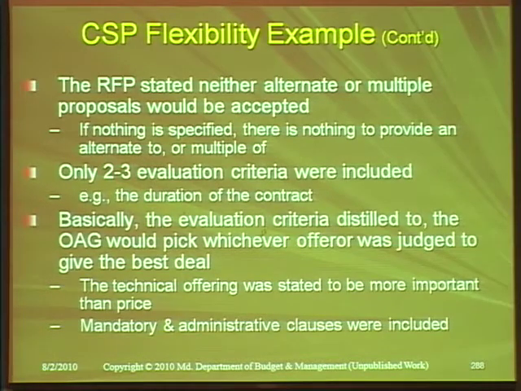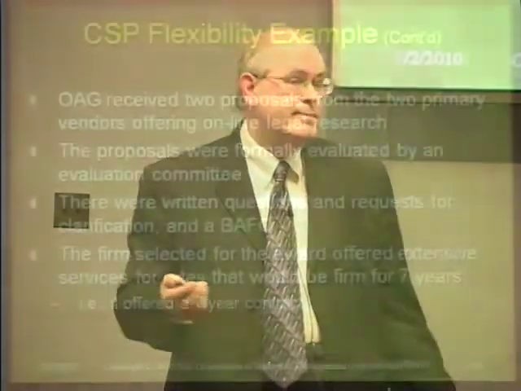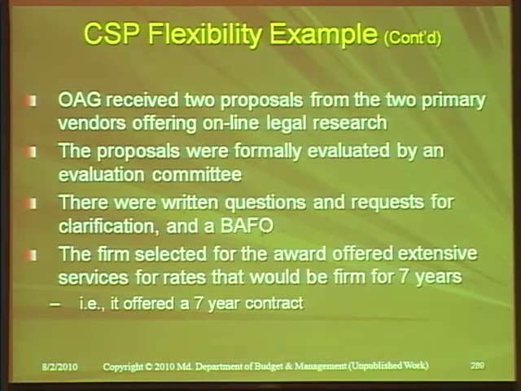And basically what it said is the Office of the Attorney General will pick whichever offer was judged to give the best deal, and had mandatory clauses, etc., and that was it. It was a very sparse document. They received 2 proposals. There's 2 vendors that do this. They got 2 proposals, not rocket science.